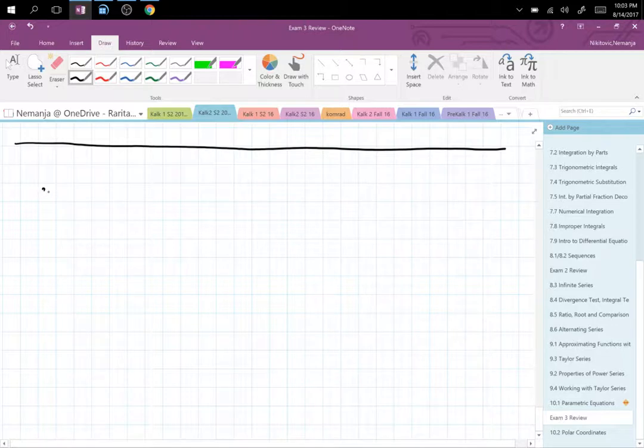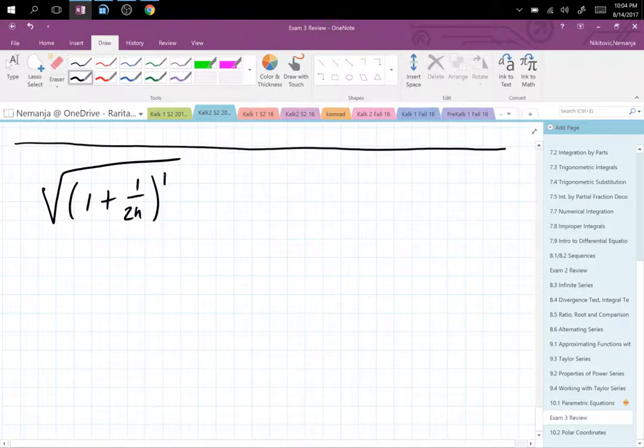So this is a convergence or divergence, limit of sequences. Number 25. I'm really nervous that we won't get to number 25. The square root of 1 plus 1 over 2n, raised to the n.